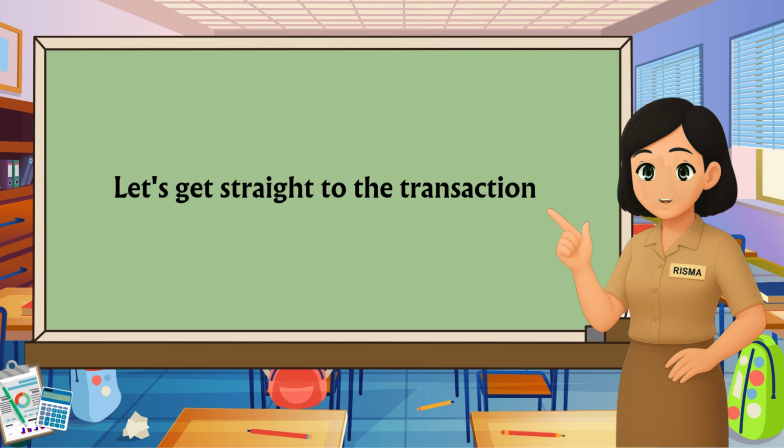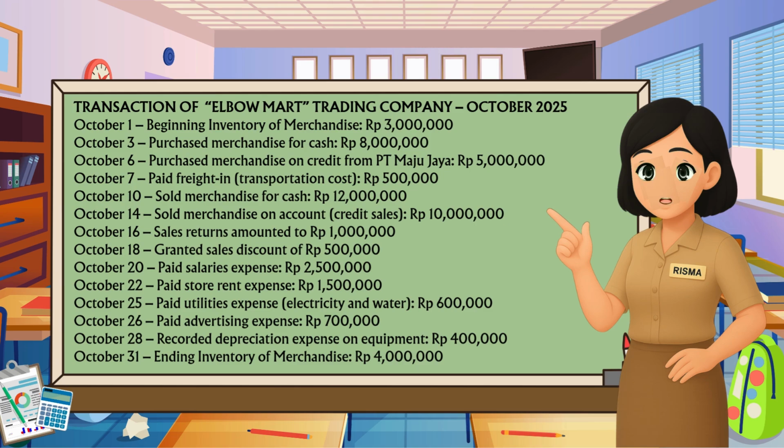Okay, next, let's get straight to the transactions. Transactions of Album Mark company, October 2025. October 1, beginning inventory of merchandise. October 3, purchase merchandise for cash. October 6, purchase merchandise on credit from PT Maju Jaya. October 7, paid freight-in transportation costs. October 10, sold merchandise for cash. October 14, sold merchandise on account, credit sales.